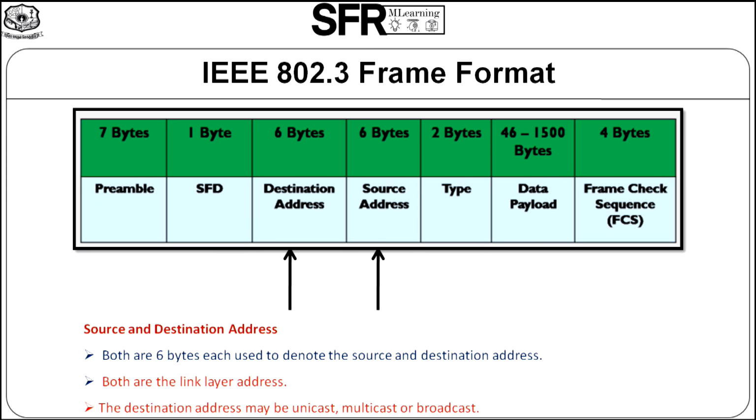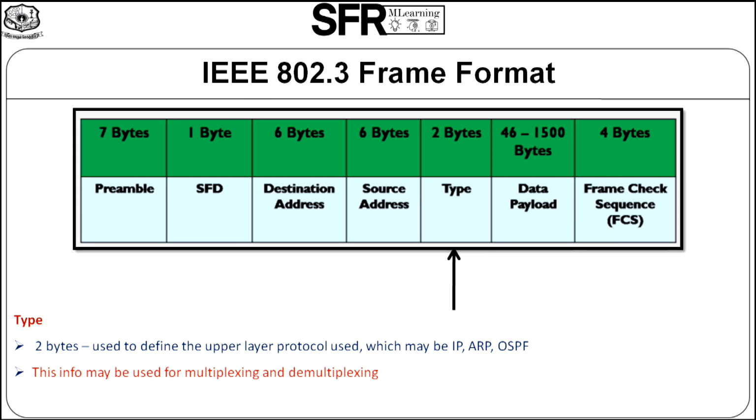Then regarding addresses, there are 2 addresses, one is the source address, that is the sender address, and the other one is the destination address. Both addresses are of 6 bytes, that is 48 bits. Both addresses are called link layer addresses, not IP addresses, as Ethernet works in the data link layer, so it is a link layer address. Among them, the destination address may be unicast, multicast or broadcast.